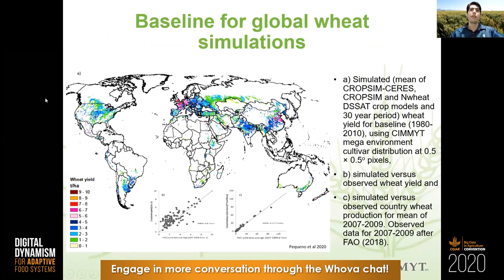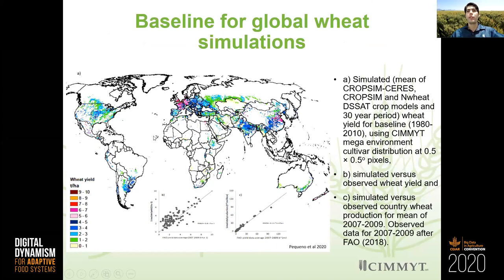So here's the baseline using the three wheat models, the CropSim series, CropSim and NWheat, these crop models run for 30 years. Using also the CIMMYT mega environments and all the input data that I showed at a half degree resolution. So this is a study that was done after Gibelegby, who did a similar study with one crop model. So we included two other crop models, and we compared the results and we found similar results compared to her study.